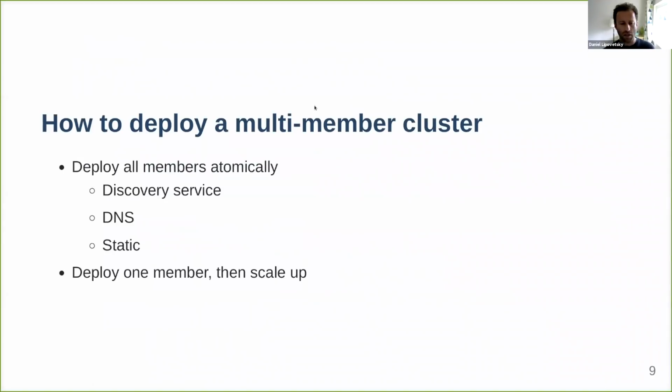So again, a couple of options. One, we can deploy all members atomically. In order to do this, you have to use what's called the etcd discovery service, or DNS and update DNS records, or use what's called a static deployment, where you configure all of the members initially and then start them up in parallel. The other option is to deploy one member at a time and then scale up.